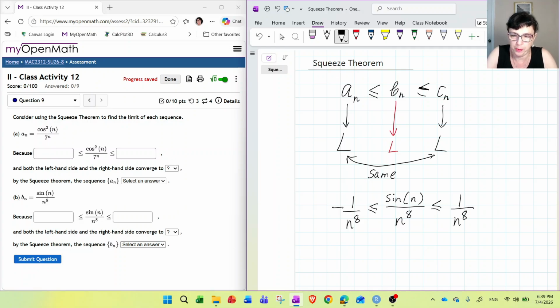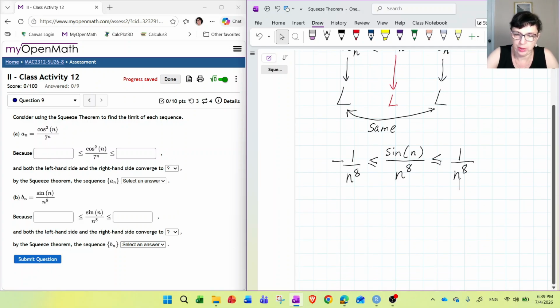Again, because the top is between -1 and 1, you can just divide everything by n to the power 8, which is a positive number, and the inequality still holds. Okay, so now let's use the squeeze theorem. Let's look at the limit of the left-hand side.